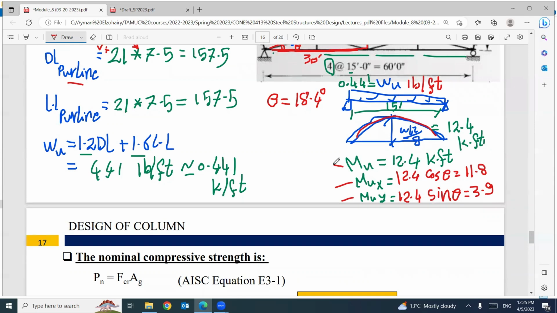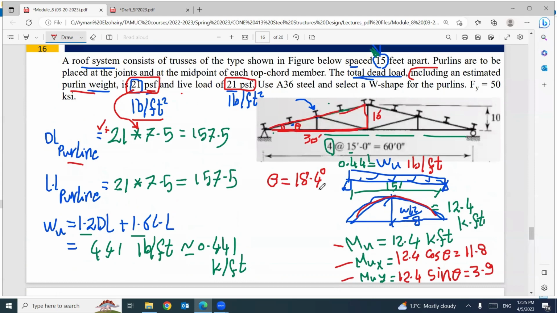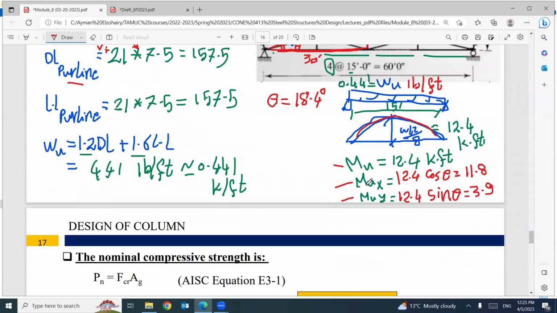this moment must be broken to two components, Mx and My, because we have angle theta. If you don't have angle theta, we don't have M ultimate X, M ultimate Y. We have only one moment. We can design it as a typical beam. But right now, we have a biaxial beam. Do you have any questions? Guys, do you have any questions so far?